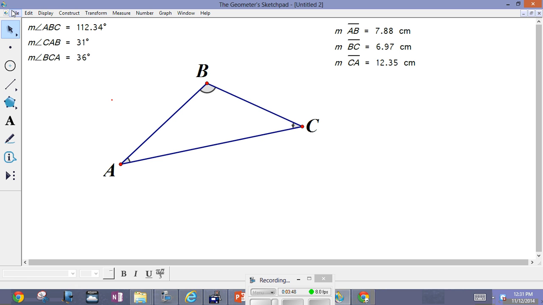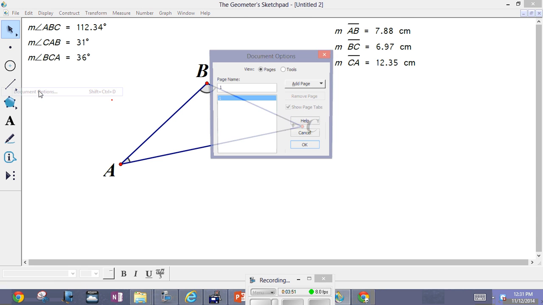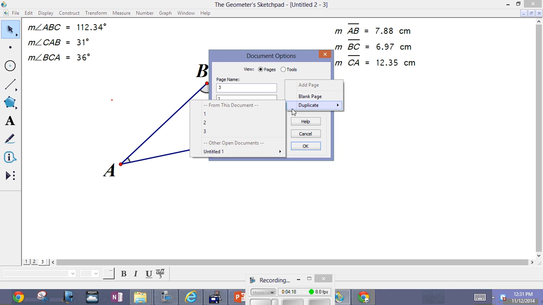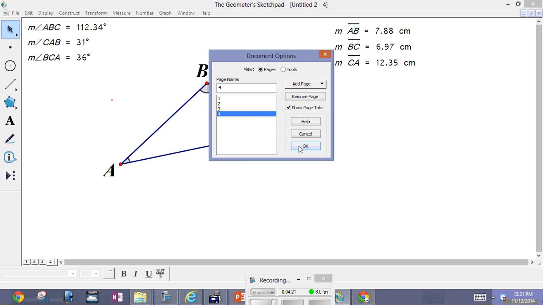And so I'm going to go to File, Document Options, and make multiple versions of this page. I'm going to add a page, a duplicate of page one. Add another page, a duplicate of page one again. Add a third page, duplicate of page one. Another duplicate. So I got those four. I guess I need a fifth one. Well, actually, the fifth one I don't need. I'll put that down separately.